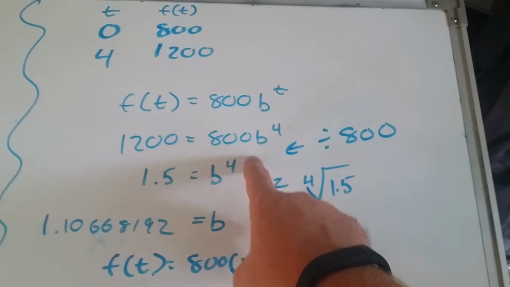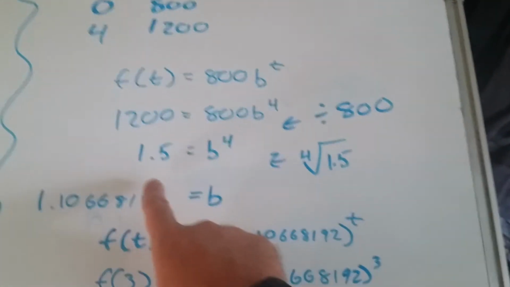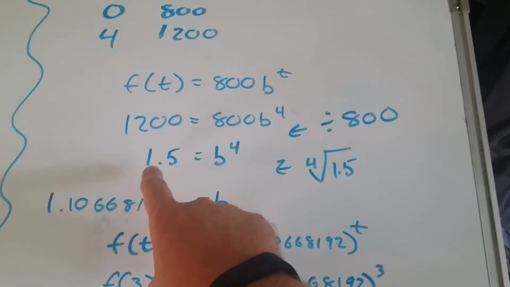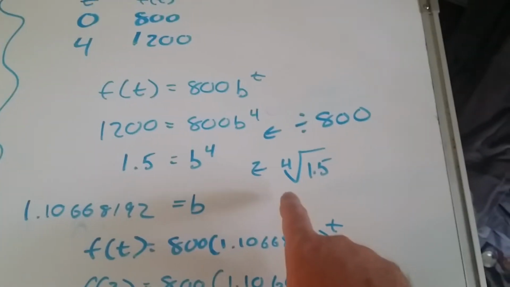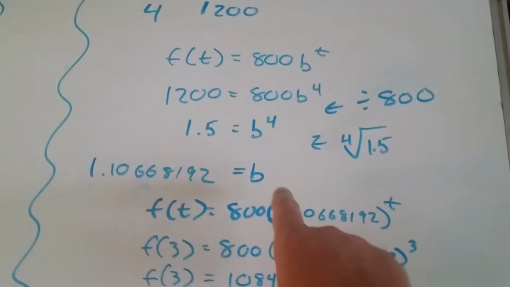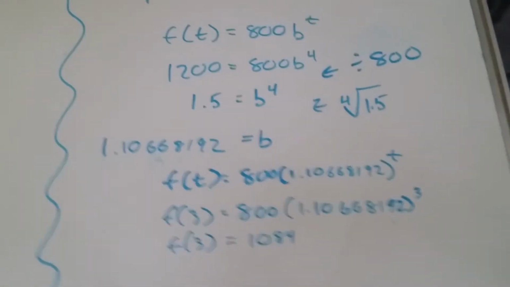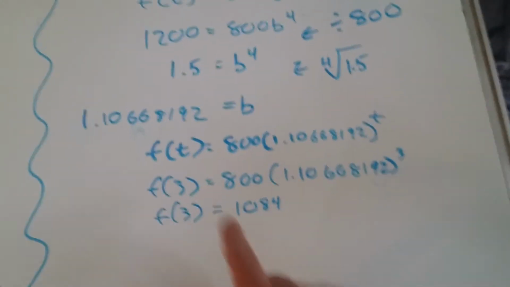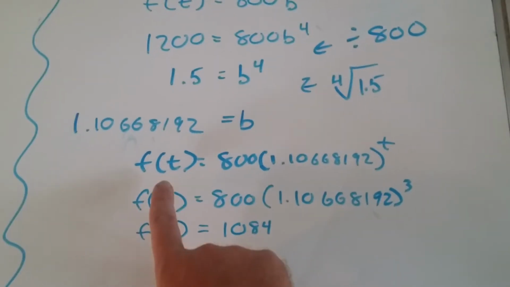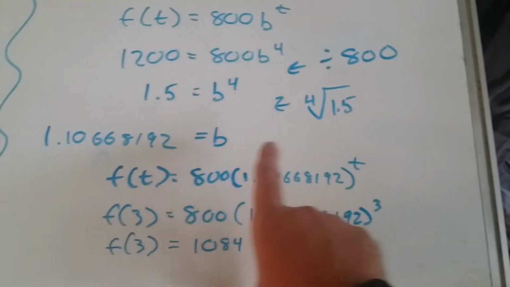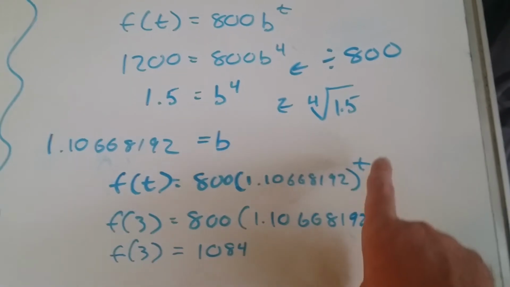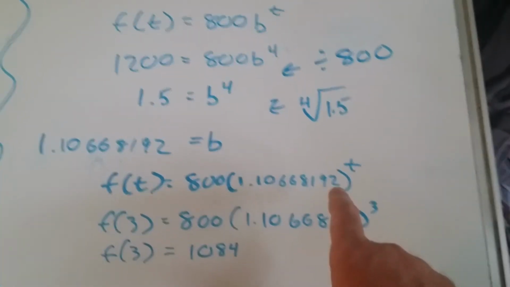Again, we divide both sides by 800. You'll find out that b to the 4th power is equal to 1.5. You take the 4th root of 1.5, and you get this number right here. It's never a nice number. We take that and plug it in, so now I know this is my actual function. I think it was part A of your question. That's your function. And they want to know how many bacteria there are after 3 hours.